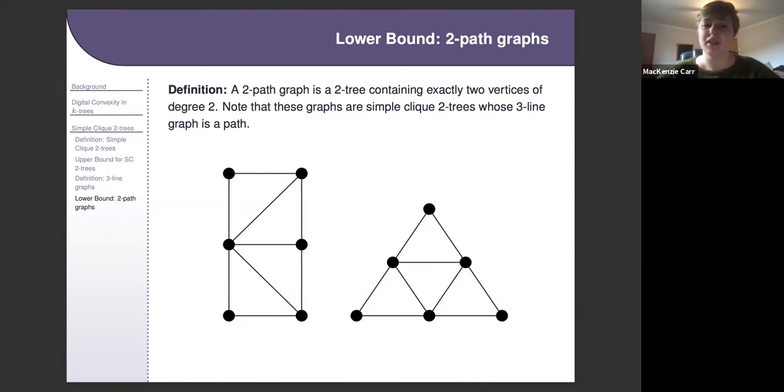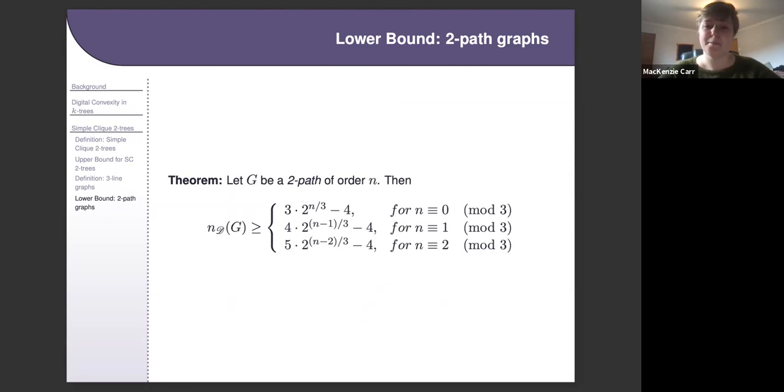And so now we know that their 3 line graphs are paths. And when we restrict down that far, we're able to prove our lower bound on the number of digitally convex sets. It's approximately some number times 2 to the n over 3.